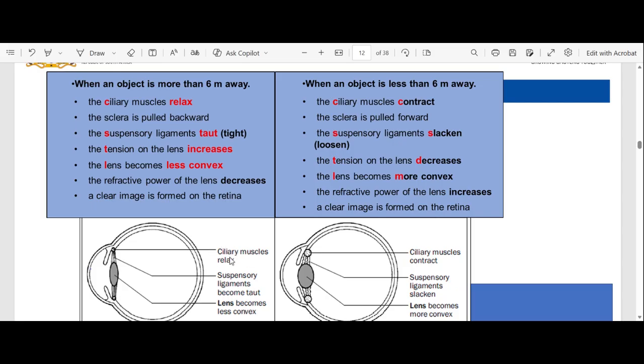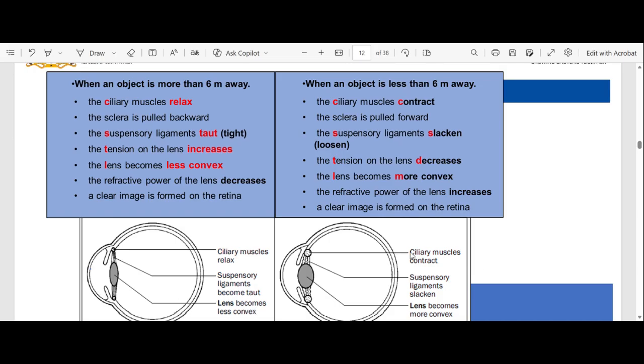So your ciliary muscles will relax, right? Which will cause your suspensory ligaments to become tight. And when your suspensory ligaments become tight, they increase the tension on your lens, right? And when they increase the tension, your lens will become less convex. And when your lens becomes less convex, its refractive power decreases. Thus bending light, right, not that much towards your retina.